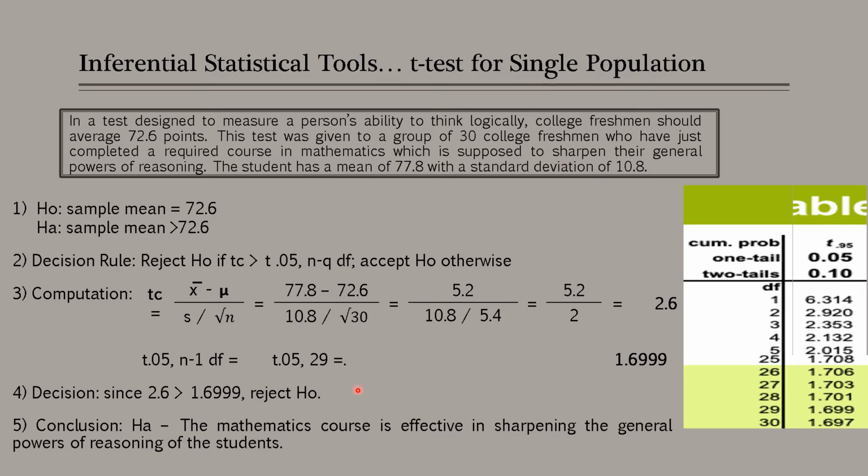Therefore, the decision is that the 2.6 computed t-value is greater than 1.6999, and therefore we reject the null hypothesis. The conclusion is that the alternative hypothesis holds: the mathematics course is effective in sharpening the general powers of reasoning of the students.